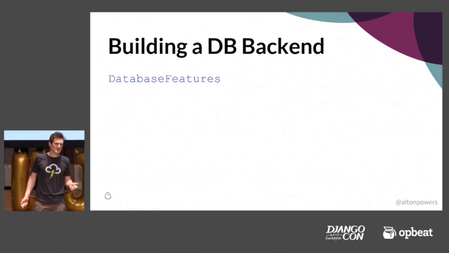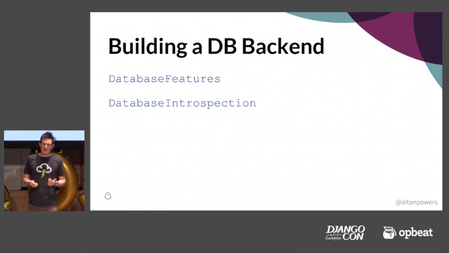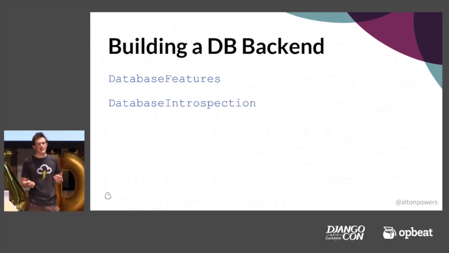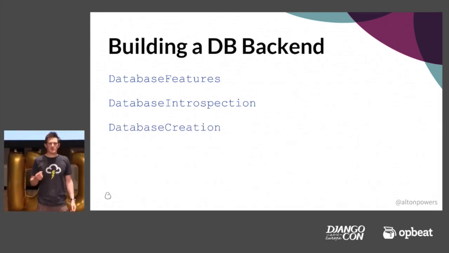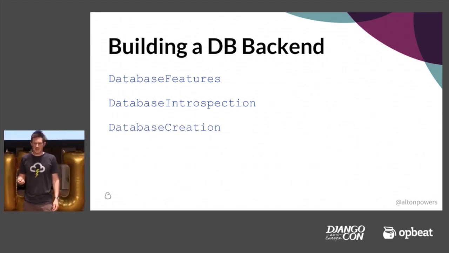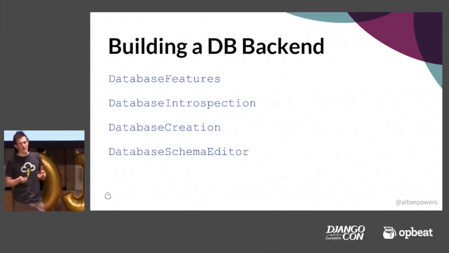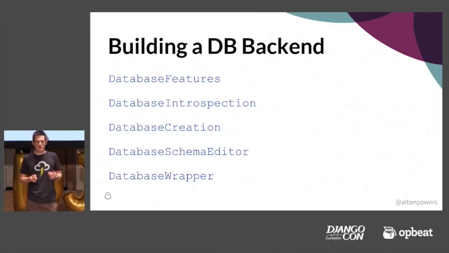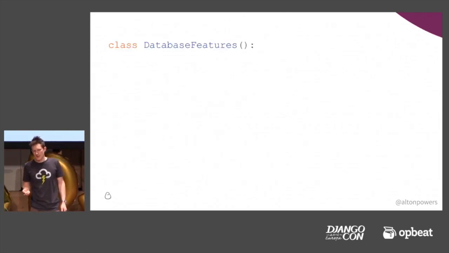So there's a database features class, which tells Django what your database can and cannot do. There's a database introspection class, which does things like telling Django which tables do and don't exist. There's a database creation class, mostly for creating and destroying the test database. There's a database schema editor for performing migration operations. And then bringing all of these together, there's a database wrapper class, which is Django's entry point, where it actually talks to your backend. So let's have a quick look at how we had to build those.